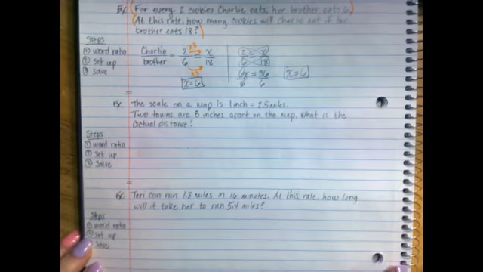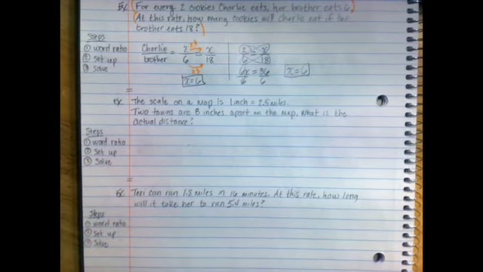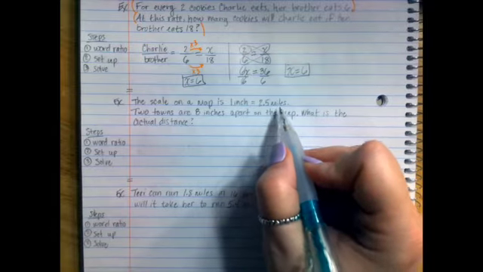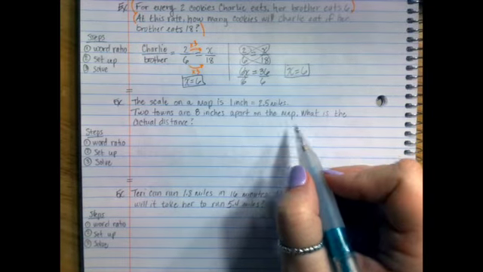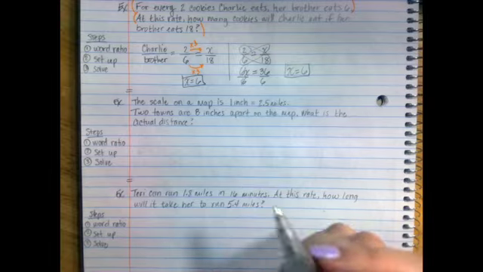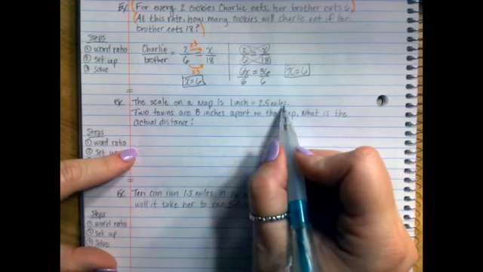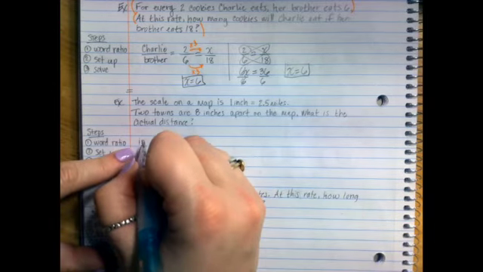Okay, all right, another example. The scale on a map is 1 inch is equal to 2.5 miles. 2 towns are 8 inches apart on the map. What is the actual distance? Word ratio, inches over miles.